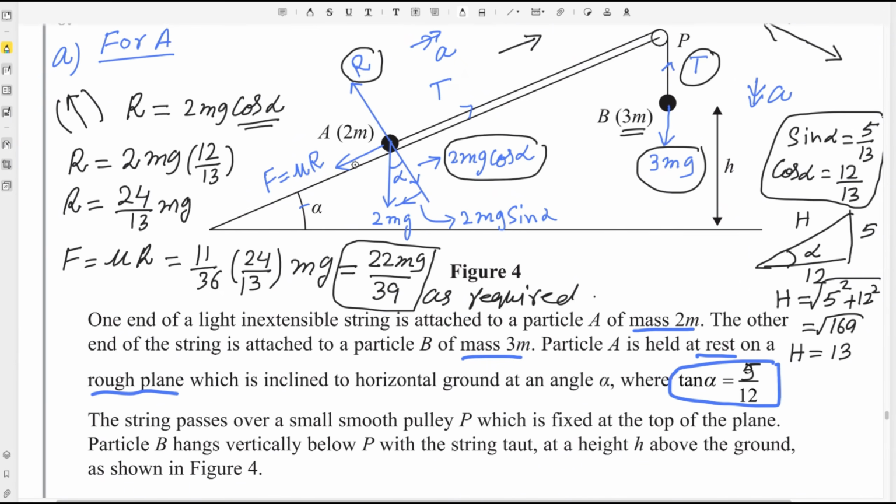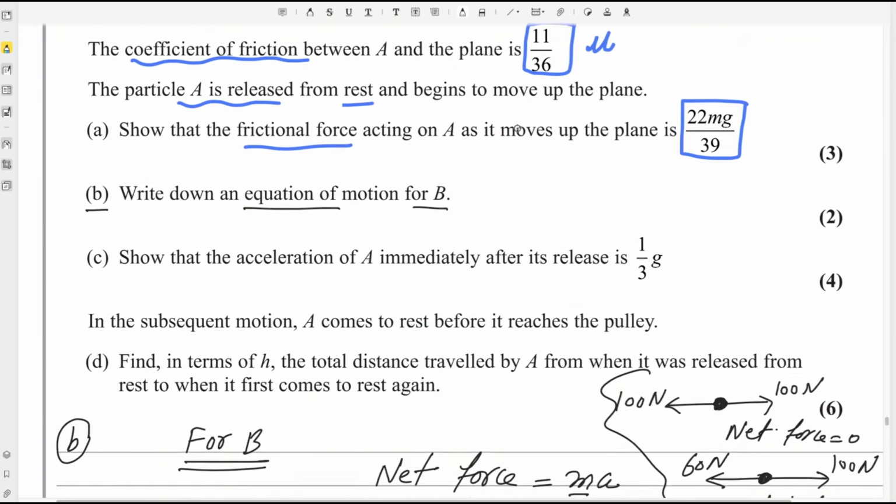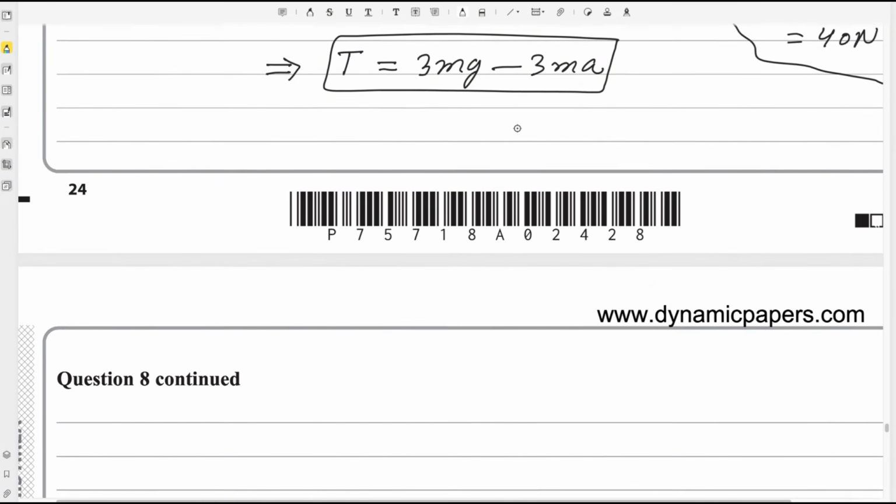There are two components that are acting down the plane. One component is this one, F equals mu r, and the other component is this one. These two components are acting down the plane, and T is the only component that is acting up the plane. So the net force for this particle A will be T minus mu r minus 2mg sine alpha. You understand it? Hopefully. So just consider this part of the diagram and apply the same rule that I applied there in the second part of this question.